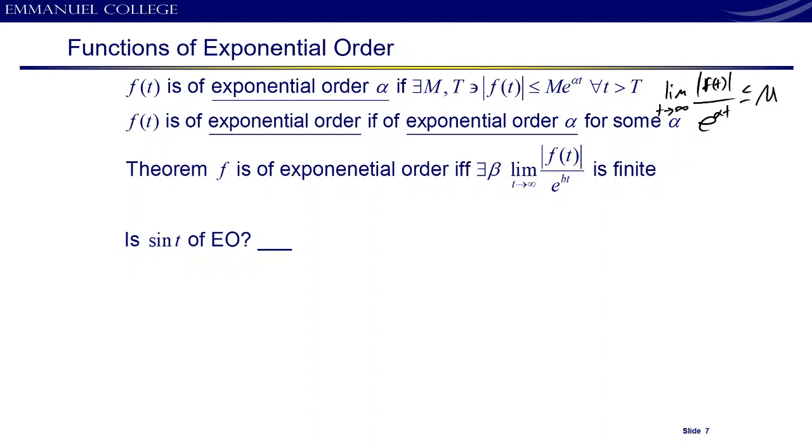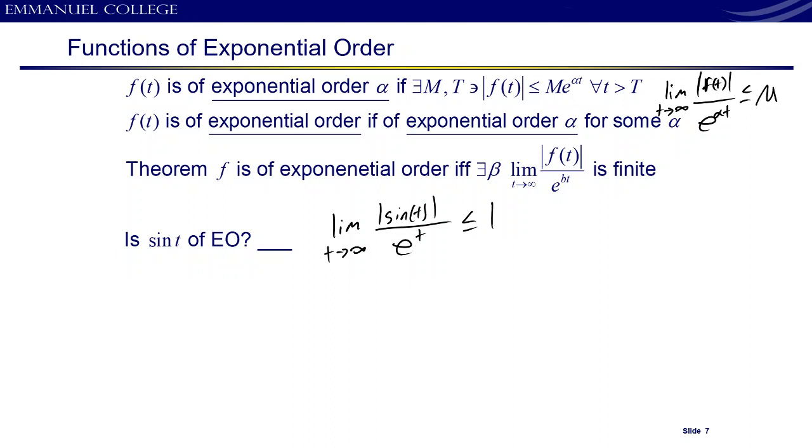So if I do sine of t, don't try and think about it as I need to find a constant m. Just look at it and go, okay, what do I know about sine? So I'm going to do the limit of the absolute value of sine of t divided by e to the t. I'm just going to start out with that. Technically sine of t is always going to be less than 1. So as t goes to infinity, this is going to go to 0.